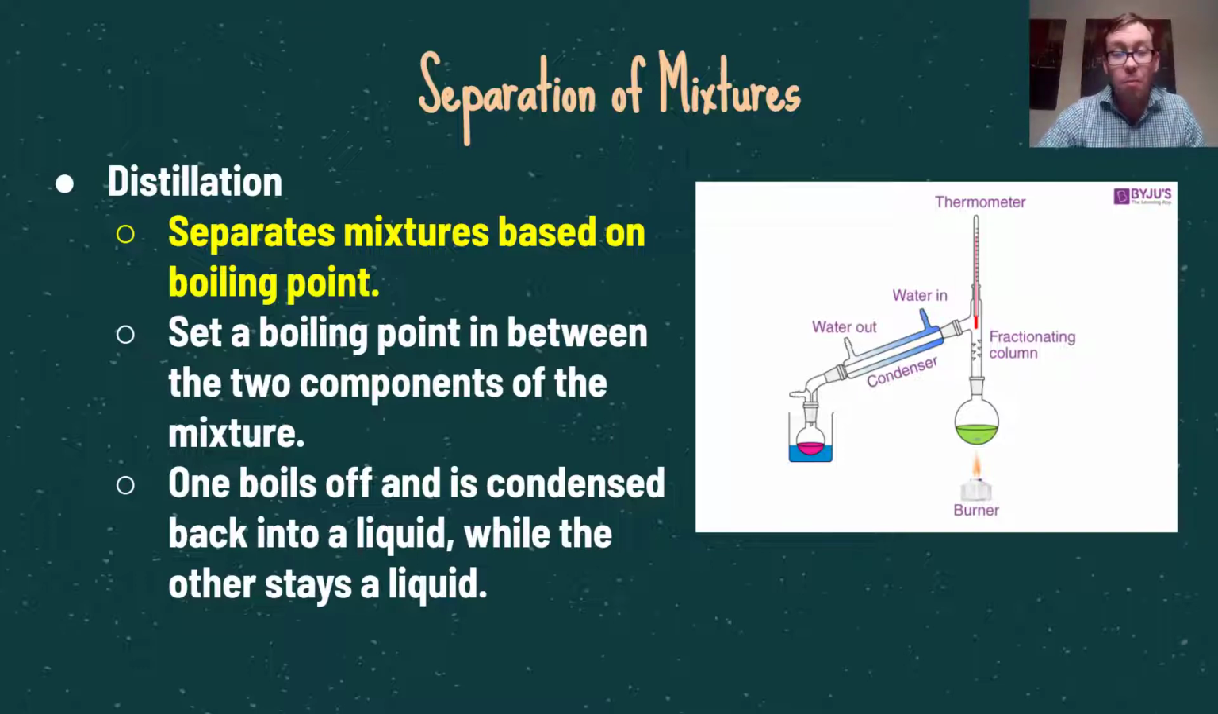Well, over time, one of the components of the mixture is going to boil off while the other one is going to stay in the original beaker. So as a result, we can utilize distillation as a way to separate mixtures based on their differing boiling points. So again, two ways we can do this. We can look at boiling points, we can look at polarities. Two different ways to separate mixtures.